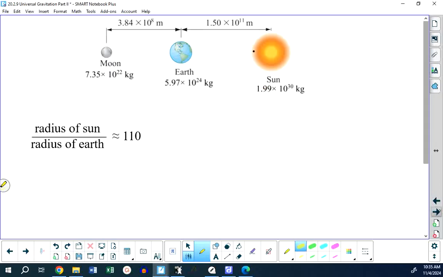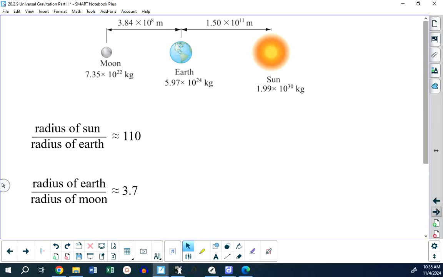The radius of the sun compared to the radius of the earth is about 110 times. And if you take a look at this, which means the diameter is 110 times. If you take a look at this, they're drawing the sun about twice the size. Should be 110 times the size. So that's an issue. The radius of the earth compared to the moon is about 4.